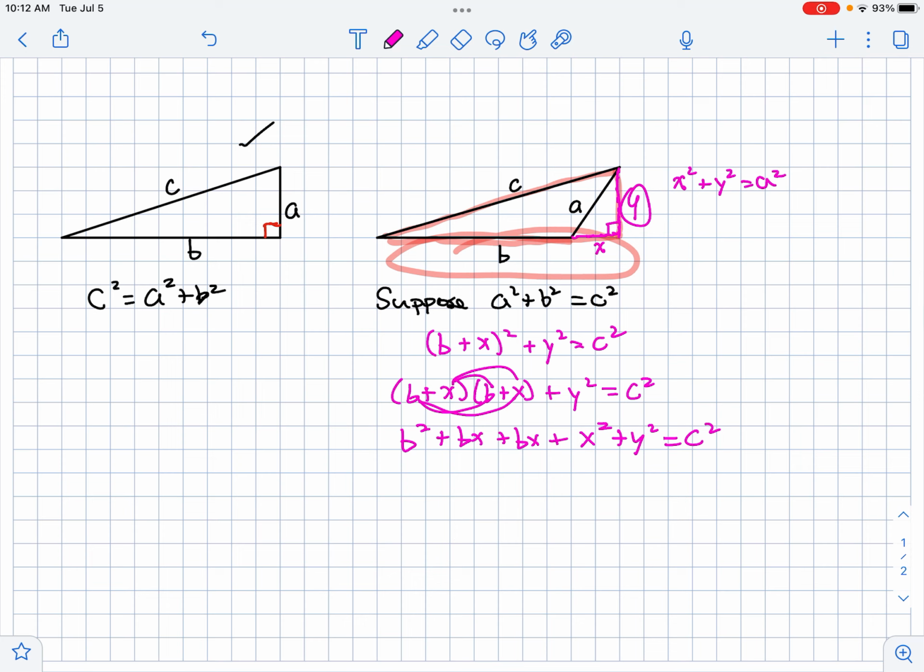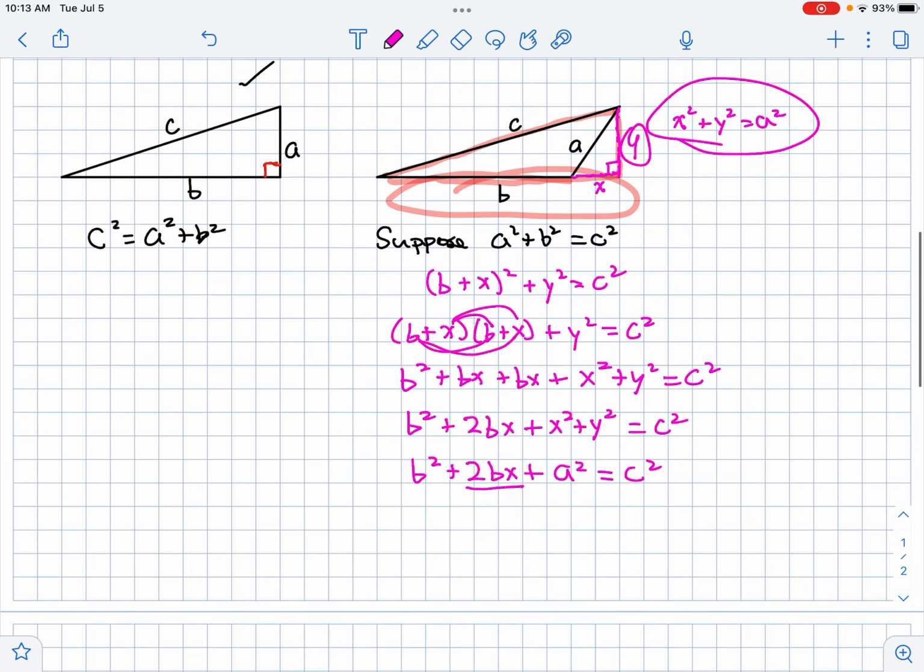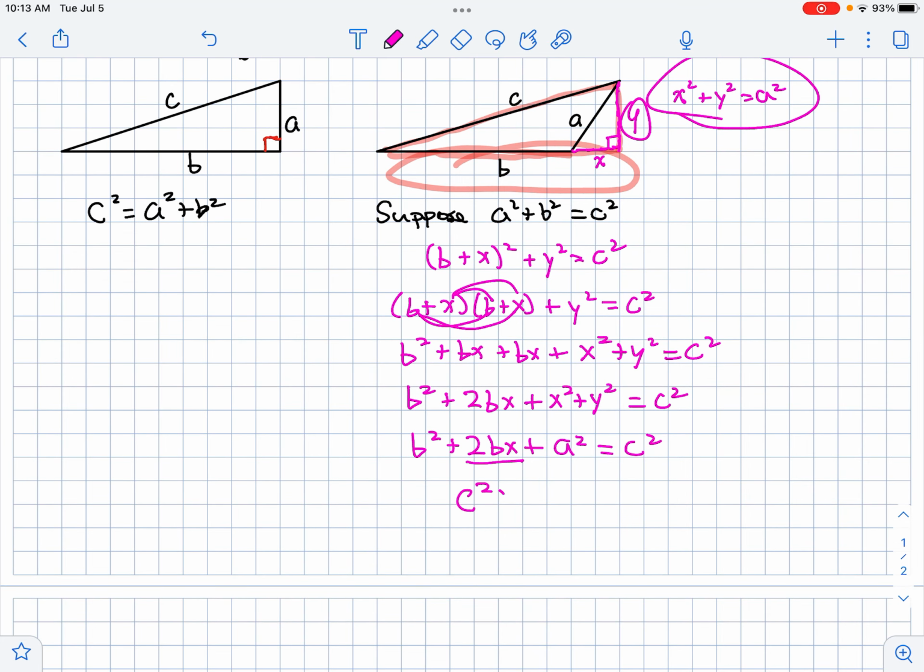Okay, now let's see if we can add things together. We've got b squared plus 2bx plus x squared plus y squared. Now, remember, x squared plus y squared equals a squared. So here's what we've got. b squared plus 2bx plus a squared is equal to c squared. Well, that doesn't work out, right? It's not a squared plus b squared equals c squared. It's a squared plus b squared plus 2bx equals c squared. So it looks like, in this case, c squared is actually bigger than a squared plus b squared.